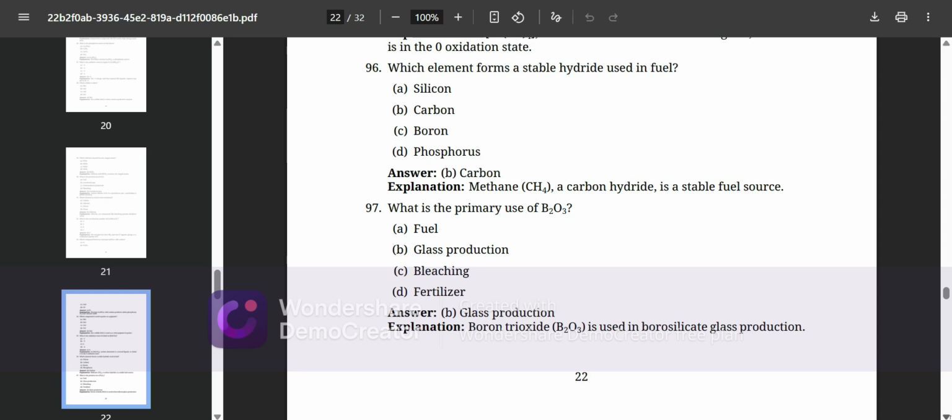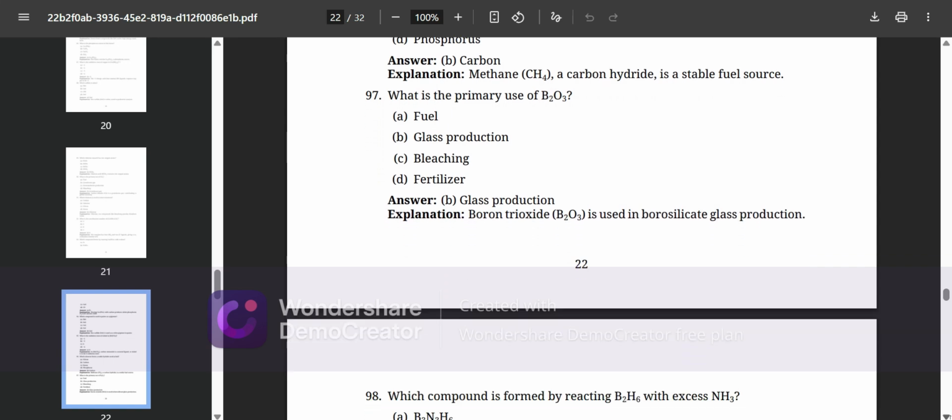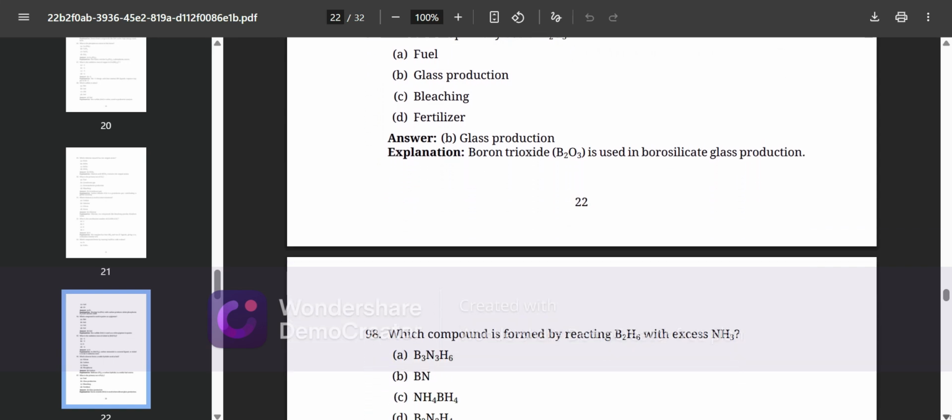What is the primary use of B2O3? Glass production. Boron oxide B2O3 is used in borosilicate glass production.